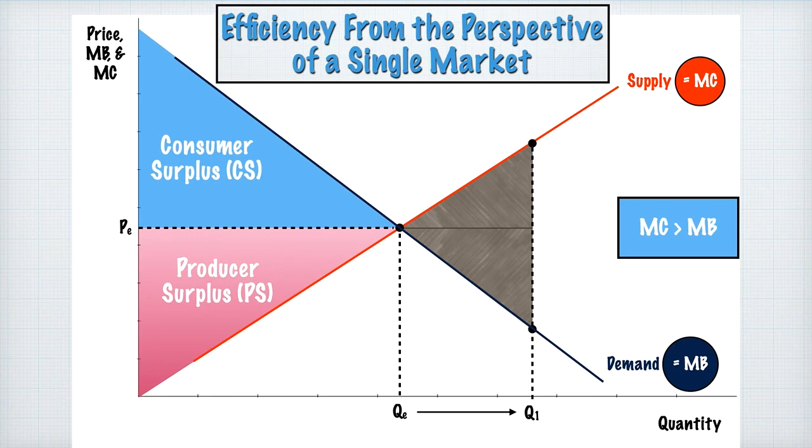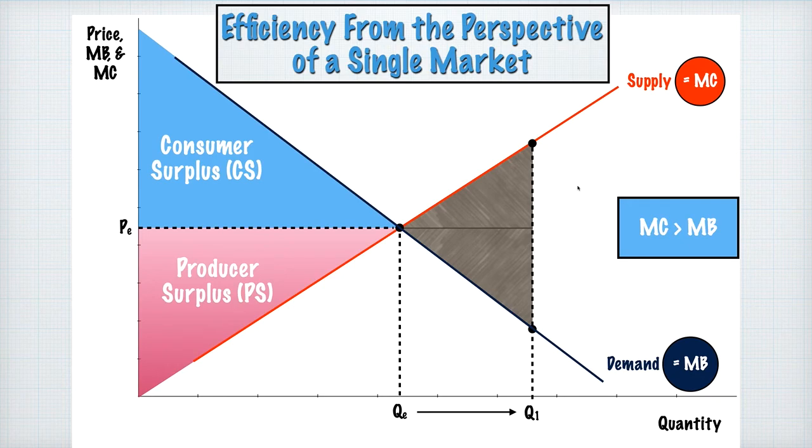So in this marketplace, the total surplus would be the consumer surplus plus the producer surplus, and then we would subtract off this amount, because for all of these items being produced from QE to Q1, the marginal cost is greater than the marginal benefit. So the consumption here is detracting from efficiency. It's decreasing total surplus.